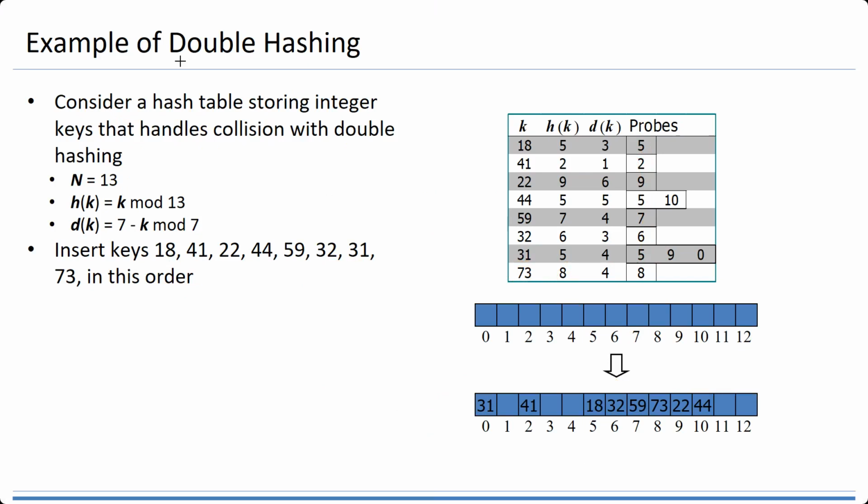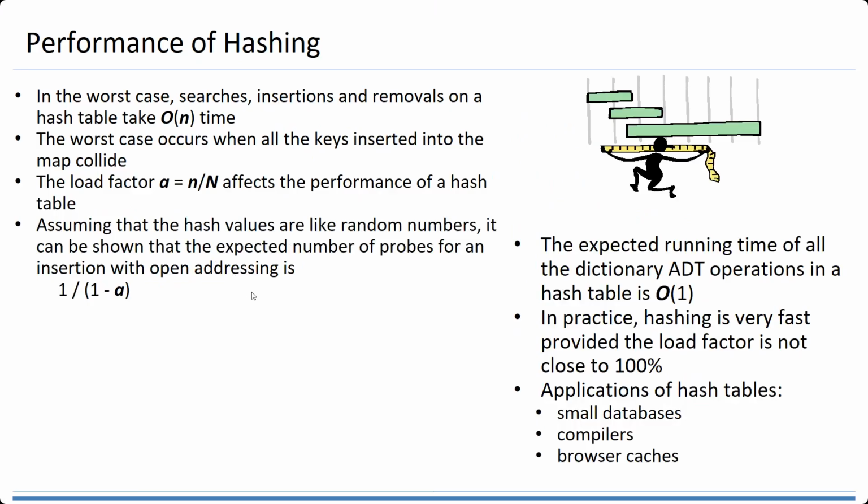So this is using the double hashing. We have two functions like this one. In the worst case, the search, insertion and removals on hash table take O(n) time. The worst case occurs when all the keys inserted into the map collide. Okay, so we know the meaning of collide. If every key collides, then yeah, it will take O(n) time.